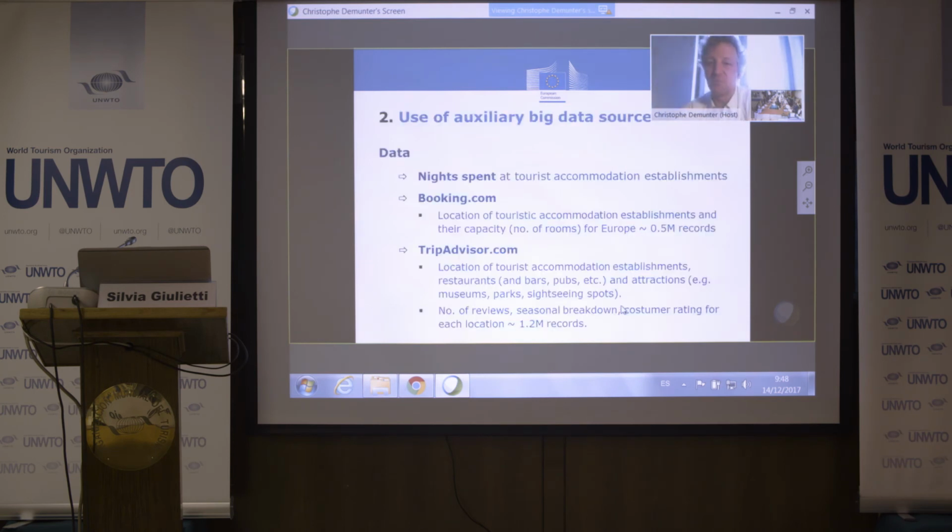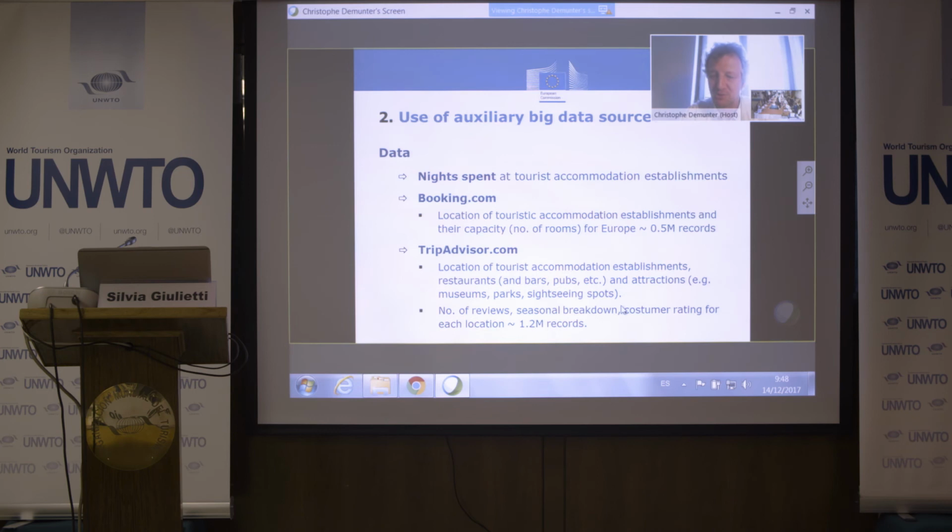A second work that was carried out at the Commission is by the JRC, as I said. It's data on the nights spent in accommodation establishments. The colleagues in JRC used data that they scraped from booking.com about the location of the accommodation establishments, and also data from TripAdvisor. Again, the location of accommodation, but also other tourism-related attractions, places, and also the number of reviews to get an idea of the seasonal breakdown.